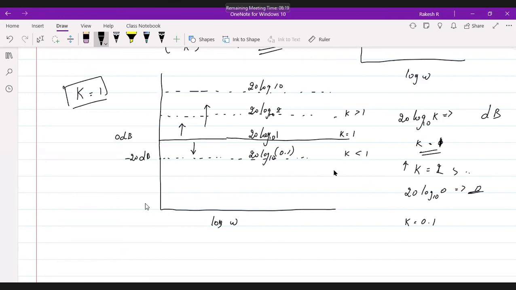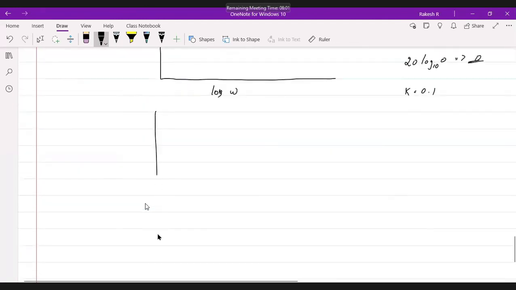But if we take 0.2, we get it higher than minus 20 dB, sir. Yes, 0.2 means it is above that. See, I'll write it separately. First I have taken 1. Now I'll be taking 0.9. 0.9 means it is less than 1, so it will be coming here.